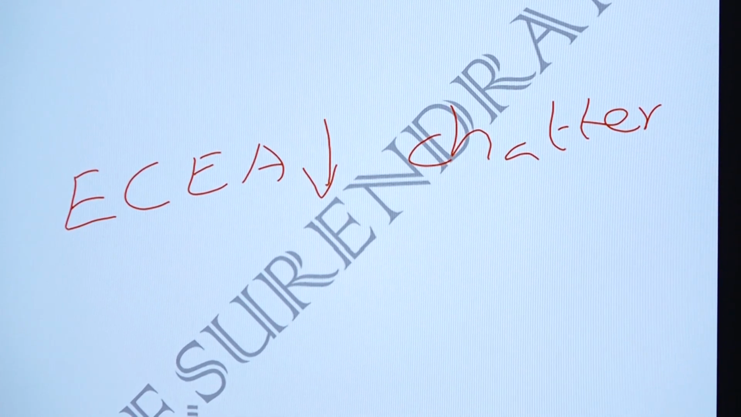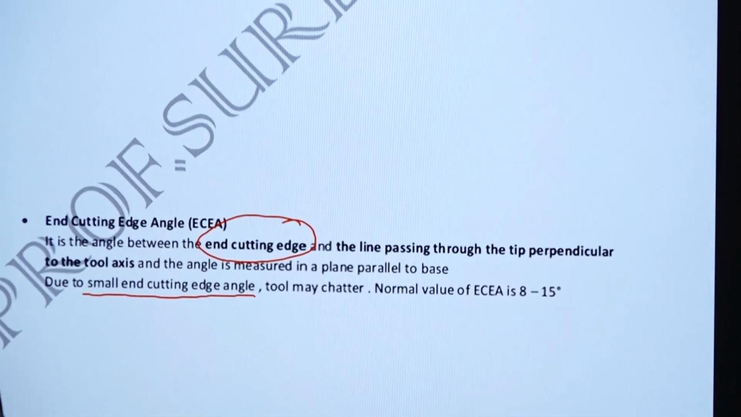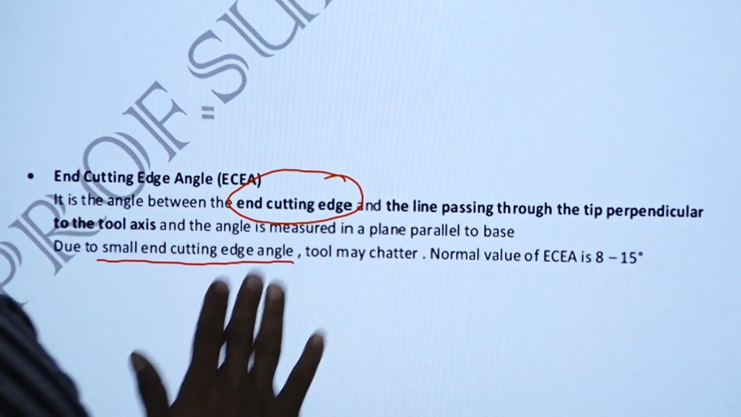So you can easily remember the 8. 8 is the famous number for license. So end cutting edge angle 8 to 15.